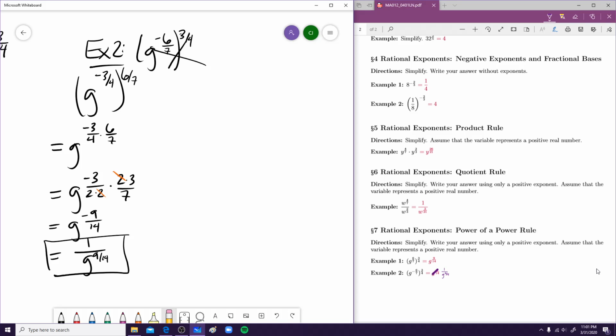One last comment I want to make. Over here, I rewrote the factors, but you don't have to. So let me rewrite, in blue this time. If I have g to the negative 3/4 times 6/7, if you'd like, you can just change this to 2, this to 3. So instead of rewriting a whole new step, you can just do this, and then you'll still get g to the negative 9/14, which is 1/g to the 9/14.